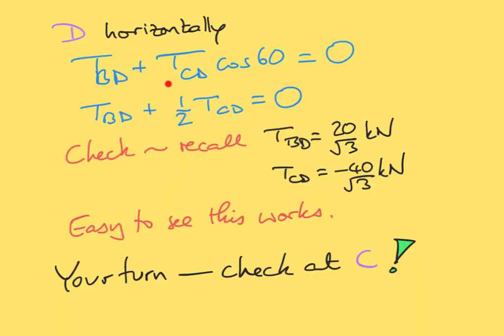Horizontally, we get this equation. Check it. The cosine of 60 is a half. Remember the numbers we had. TBD was 20 over root 3 kilonewtons. TCD was minus 40 over root 3 kilonewtons. Multiply this by a half. You'll get minus 20 over root 3. And add that to the plus 20 over root 3. They cancel. So we see that the sum is 0 and our check is working.